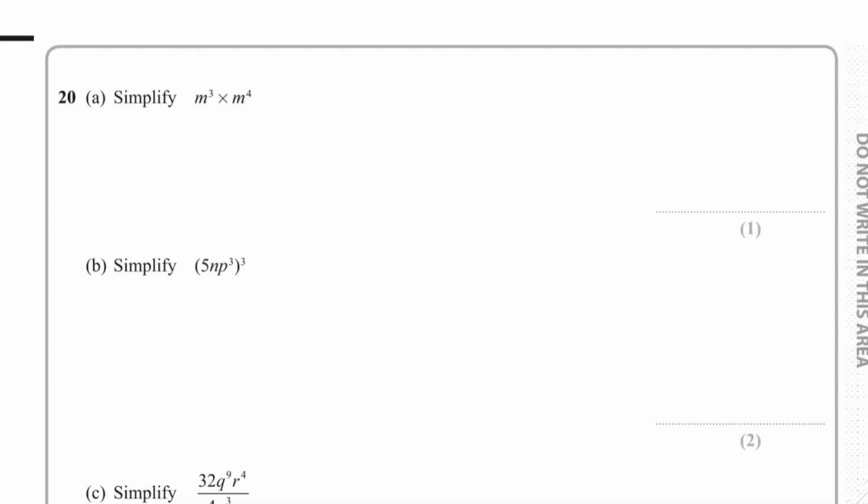Question number 20. We have to simplify m to the power of 3 multiplied by m to the power of 4. When we have the same base and we are multiplying, we add the powers. And so we have m to the power of 3 plus 4, which is equivalent to m to the power of 7.